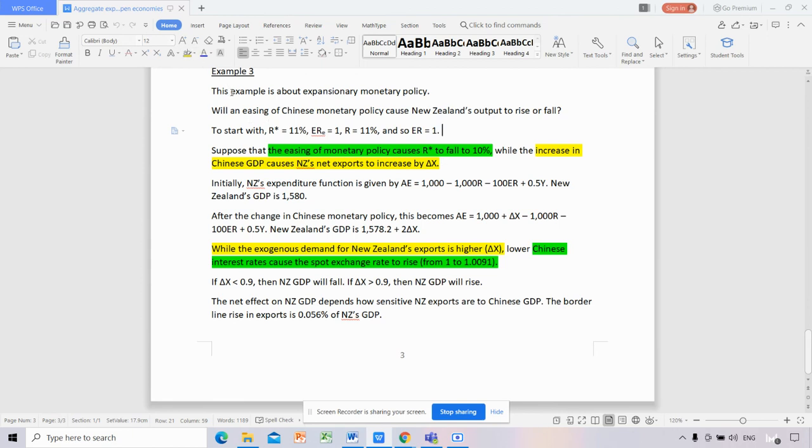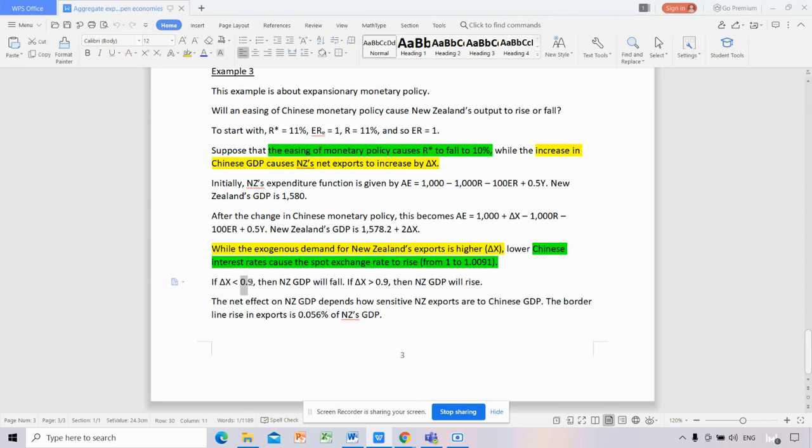But at the same time, the decrease in interest rate in China causes outflow of funds to New Zealand, and the New Zealand dollar starts to appreciate, and it's decreasing exports from New Zealand. So that's why we want to compare two opposing effects, and we want to find when New Zealand GDP will fall and when New Zealand GDP will rise. New Zealand GDP will fall when delta x is smaller than 0.9, and New Zealand GDP will rise when delta x is bigger than 0.9.